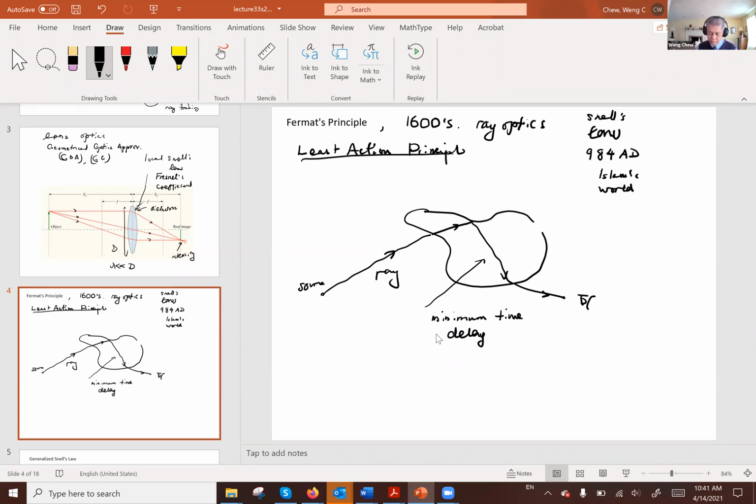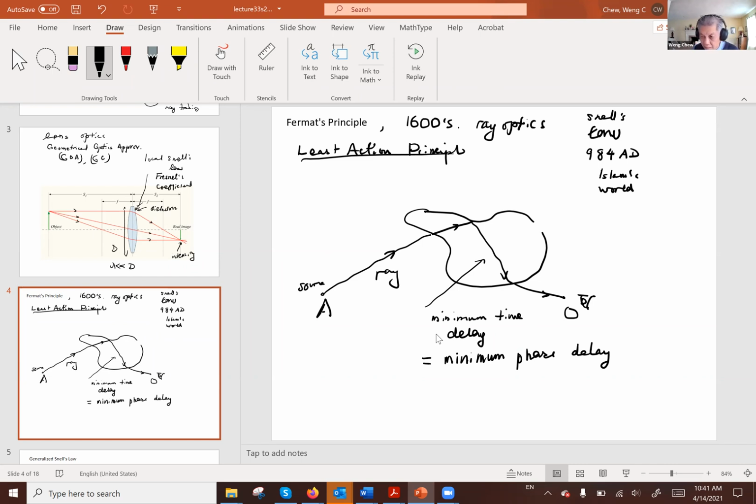So in other words, if you were to send a pulse from a source to the observation point O, the time it takes to travel from point A to point O is minimal in terms of time travel, if you were to make the optical pulse into a pulse. And time delay is also the same as minimum phase delay.